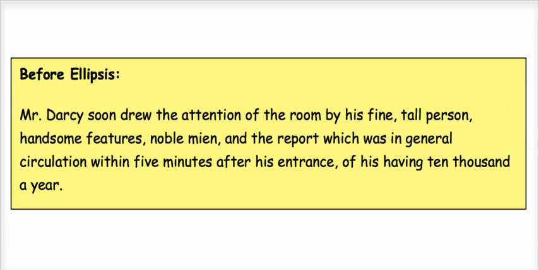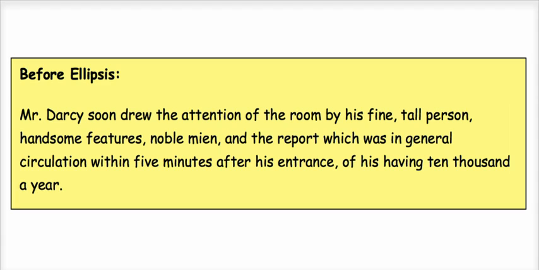Ellipsis. You might sometimes want to omit non-essential words from a quotation, to leave them out. For example, the following sentence is a bit long. Mr. Darcy soon drew the attention of the room by his fine, tall person, handsome features, noble mien, and the report, which was in general circulation within 5 minutes after his entrance, of his having 10,000 a year.